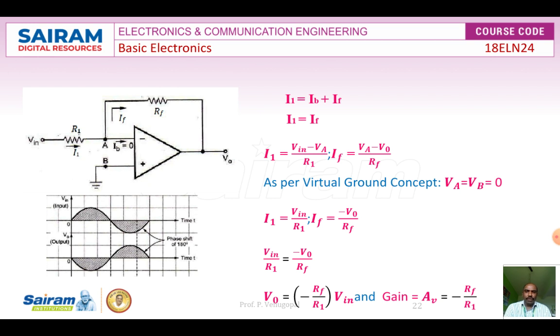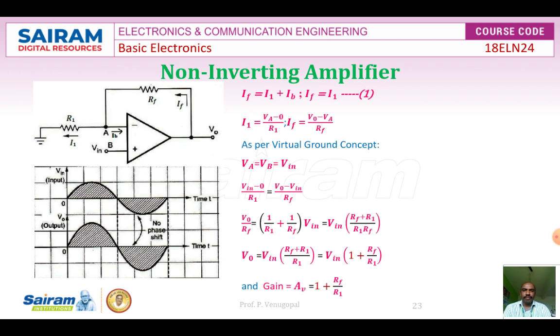So if the voltage gain is equal to 10, then the amplitude of the output is 10 times more than that of the input signal. Okay, this is about the inverting amplifier. And next we will see the non-inverting amplifier.